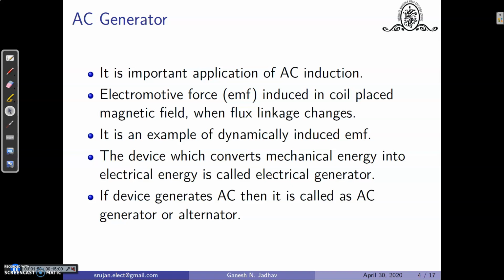Why is it a dynamically induced EMF? Because it converts mechanical energy into electrical energy. Hence, it is also called an electrical generator. If it generates AC, then it is called an AC generator. If it generates DC, then it is a DC generator. Another name for the AC generator is the alternator. So this is the introduction of the AC generator.